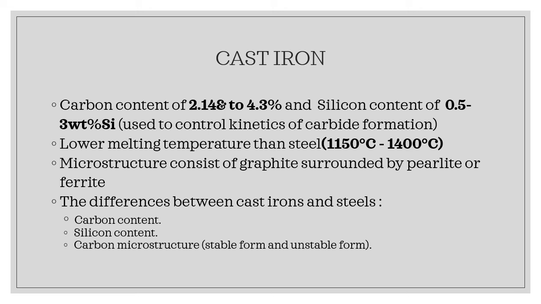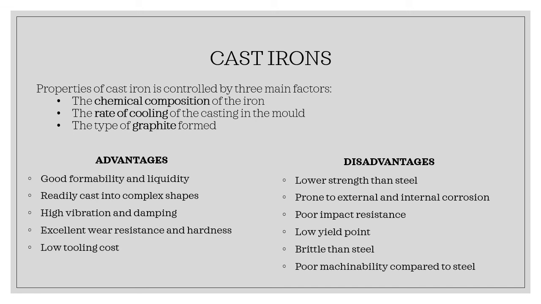So the difference between cast iron and steel is the carbon content, and also the silicon content and the carbon microstructures. The properties of cast iron could be controlled with these factors. The first one is the chemical composition of the iron, which is basically the amount of carbon, and the rate of cooling of cast iron is usually much faster than steel, and also the type of graphite formed.